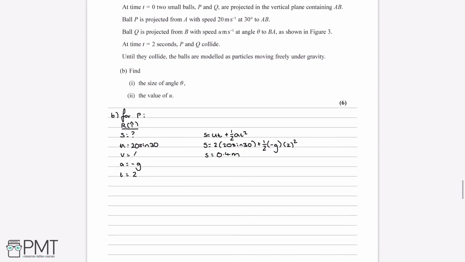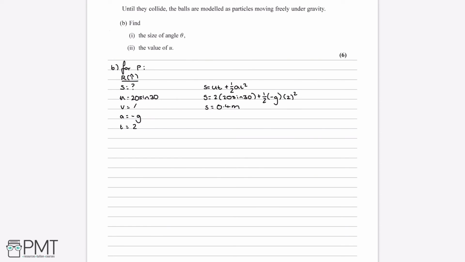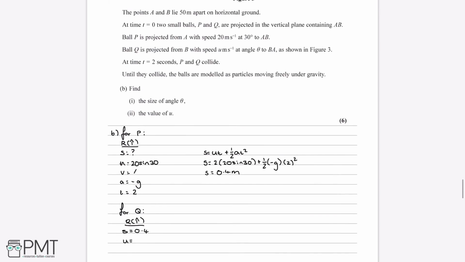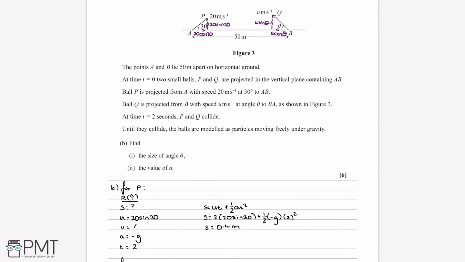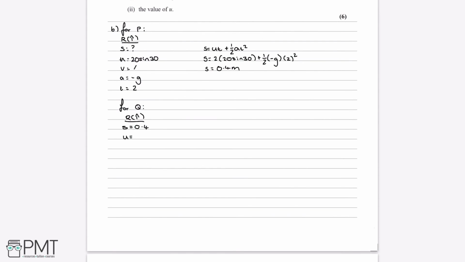And so, since we know this, and therefore we've said that Q is also 0.4 meters above the ground, we can make this into an equation. So if we now move on to Q, but we do the exact same thing, just with different numbers, we know now that the distance at t equals 2 seconds is 0.4 meters. The initial velocity, if we go back to our model, we found when resolving upwards is this, which we found to be u sine theta.